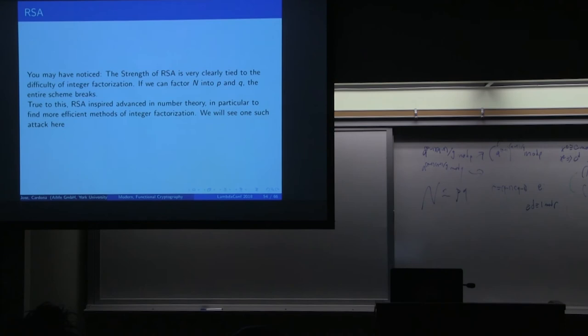The main thing about the asymmetry is that I can publish my public key and keep the private key to myself. If I can publish my public key over a secure channel, anybody who has it can send me messages in such a way that nobody else can decrypt them but me. Assuming that RSA is secure, which it is not, but we'll get to why very soon.